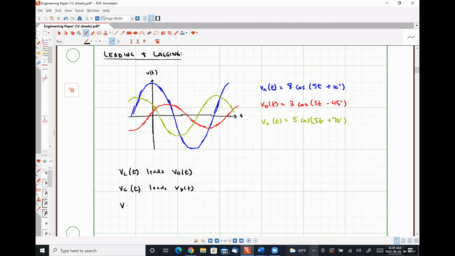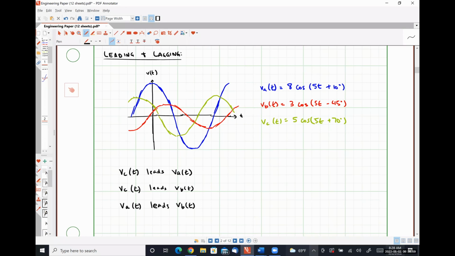And that VA of t, excuse me, VC of t. No, I had it right. Sorry, confusing myself what I'm looking at here. VA of t leads VB of t. I'm making all of these inferences based purely on the fact that VB of t hits its peak value at a later point in time than the other two signals, right?